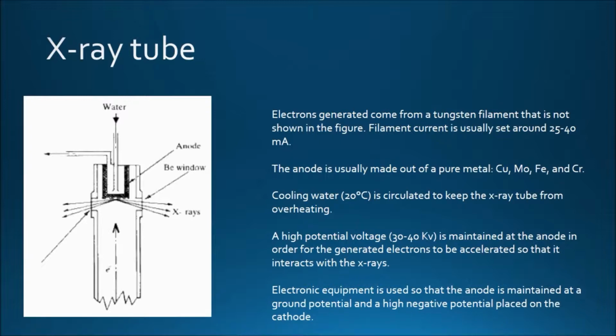A high potential voltage of 30 to 40 kilovolts is maintained at the anode in order for the generated electrons to be accelerated so that they interact with the incoming X-rays. The electronic equipment is also used at the anode to maintain a ground potential and a high negative potential on the cathode.